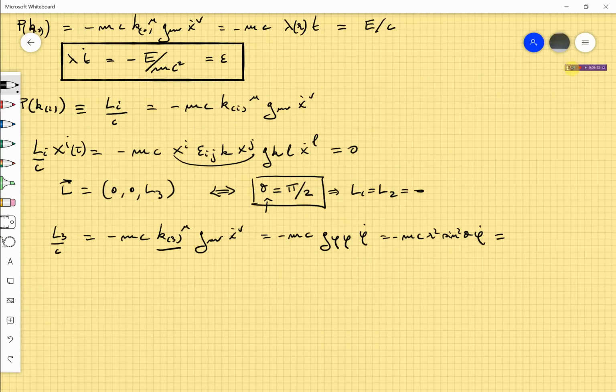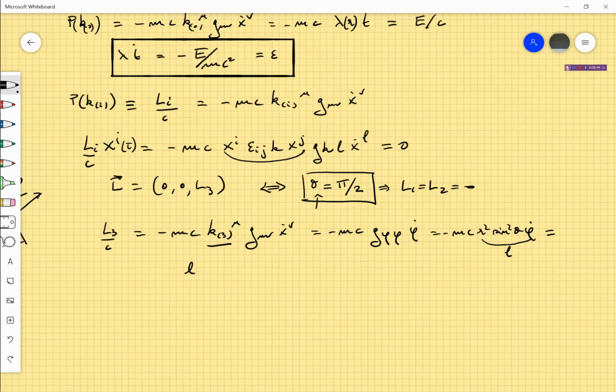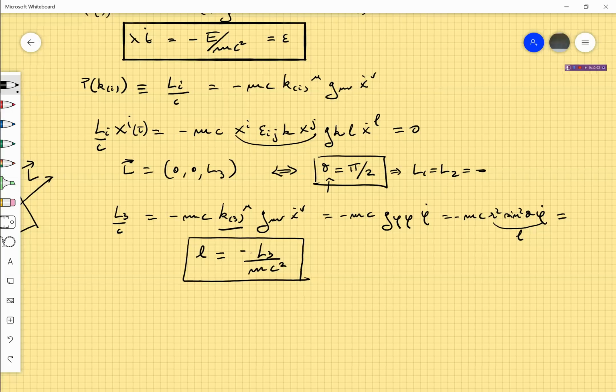And this is the quantity that we called L. Okay, so this conserved quantity L is L3, measured in units of energy.